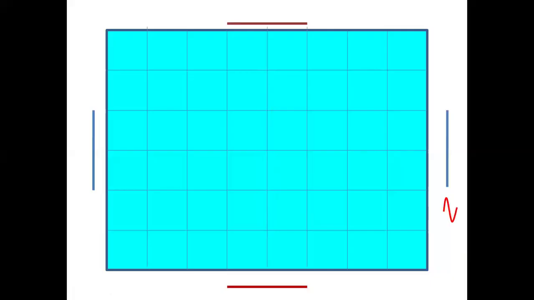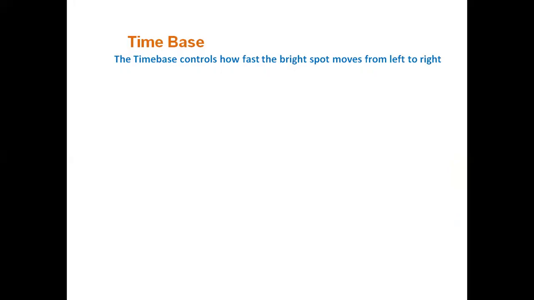In the same way, the X plate may also be connected to an alternating, that is sinusoidal, voltage. If this is done, the spot will oscillate from right to left or left to right. The speed depends upon the setting, and in the same way, it also depends upon the frequency of the supply. X plates usually have an internal connection. We call it the time base. It controls how fast the bright spot moves from left to right or vice versa.